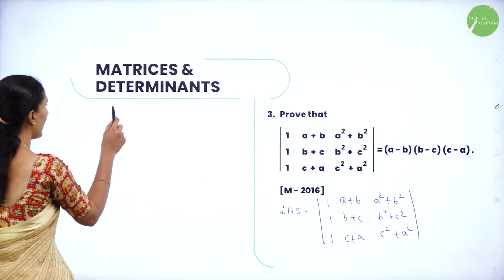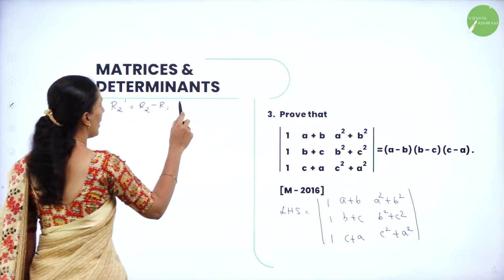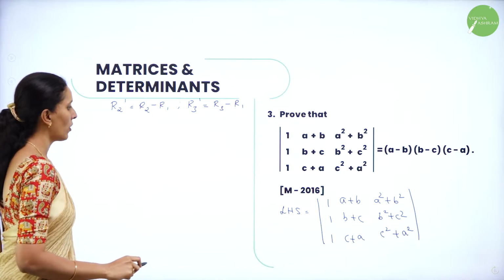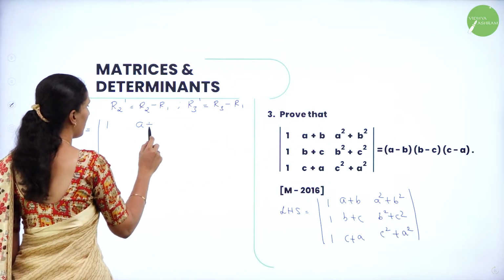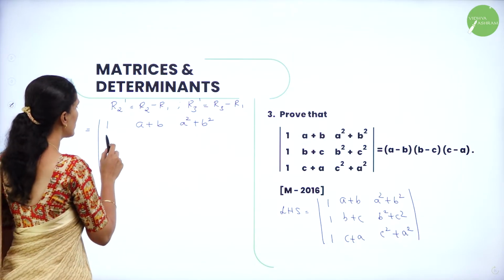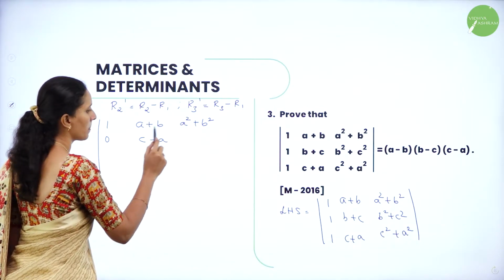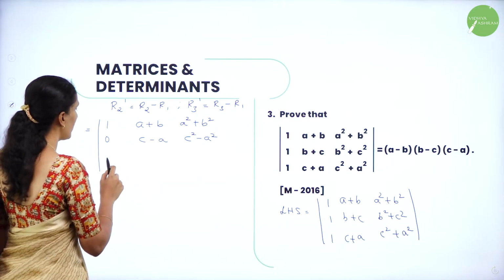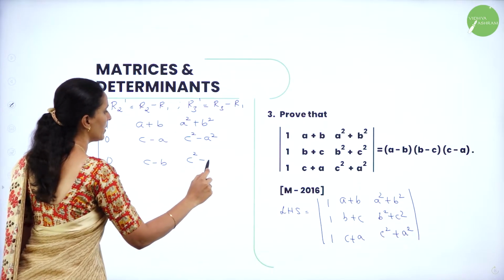I'll take R2 dash as R2 minus R1 and R3 dash as R3 minus R1. So, let's see what we will get. The first row is the same: 1, A plus B, A square plus B square. Then 1 minus 1 is 0. B plus C minus A minus B becomes C minus A. This becomes C square minus A square. Next we have again 1 minus 1, 0. We have C minus B, and here it is C square minus B square.